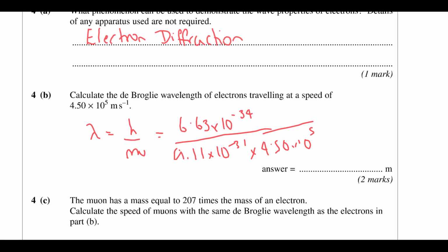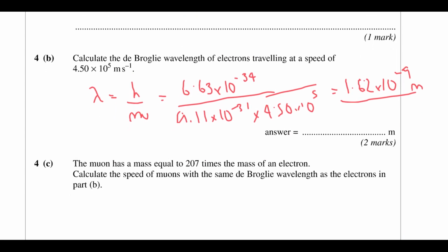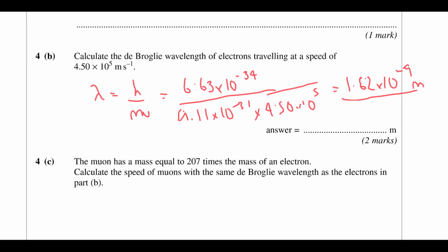Let's just put it in the calculator. And we get an answer of 1.62 times 10 to the minus 9 meters there. So about 10 times the size of a regular atom, that kind of thing, with a regular atom being about 10 to the minus 10.